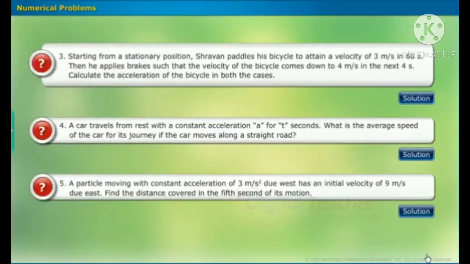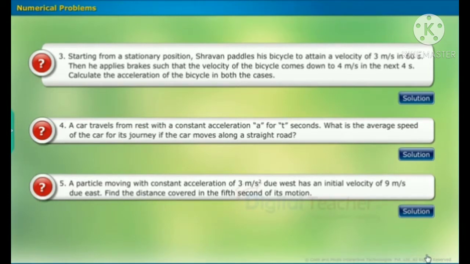Numerical problems. Starting from a stationary position, Shravan paddles his bicycle to attain a velocity of 3 meters per second in 60 seconds. Then, he applies brakes such that the velocity of the bicycle comes down to 4 meters per second in the next 4 seconds. Calculate the acceleration of the bicycle in both the cases.